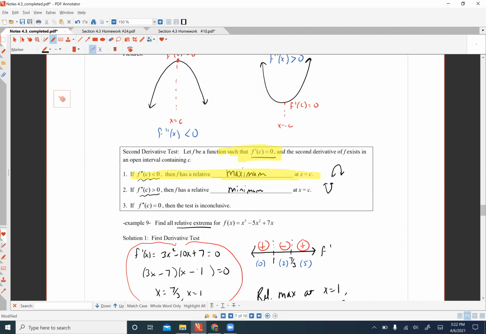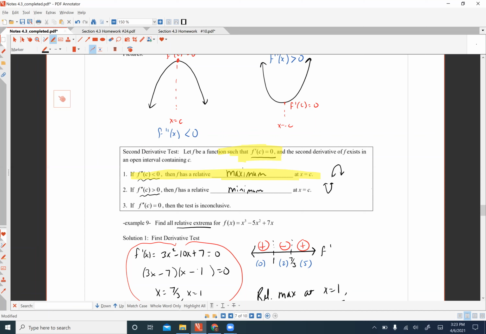It's the second derivative test. Anyway, we had the first derivative test, which is used to tell if we have a relative extreme. We find the critical points, and we look on either side of the critical points to see where the first derivative is positive and negative. That takes some work, not that much work, but some work.